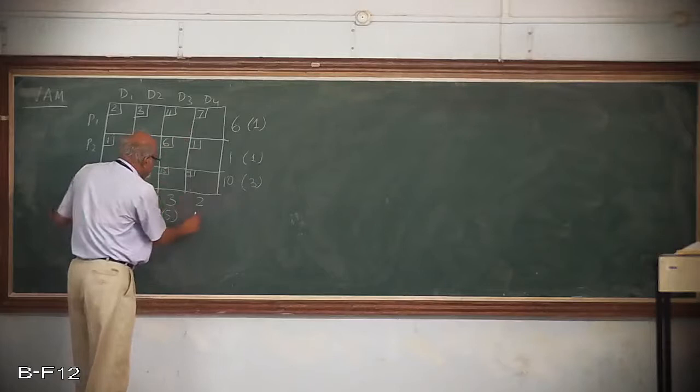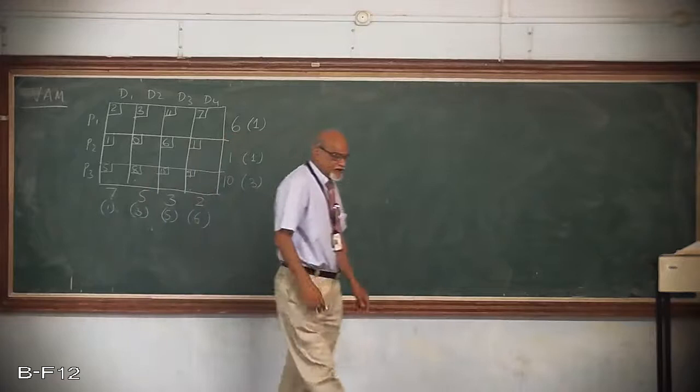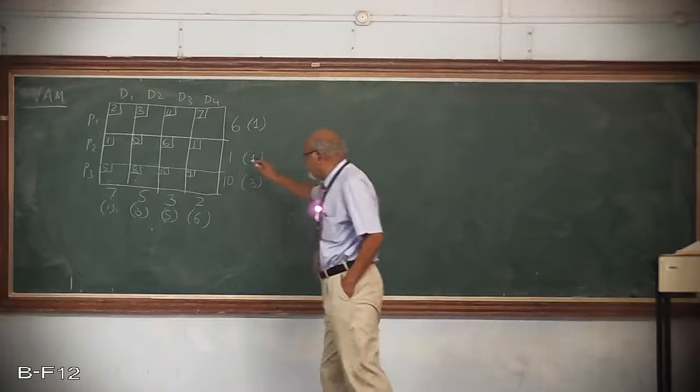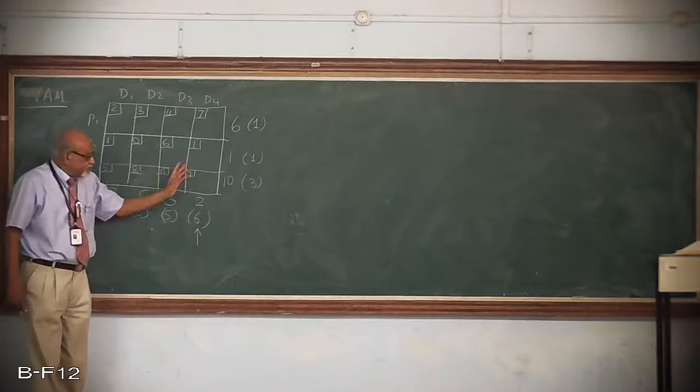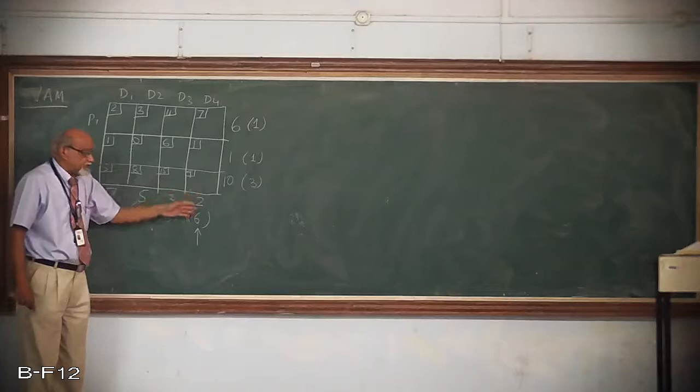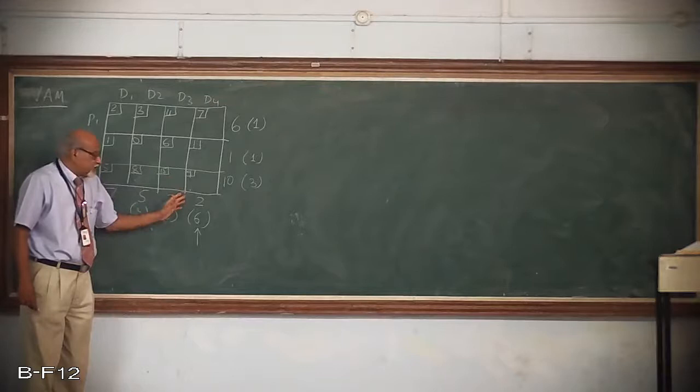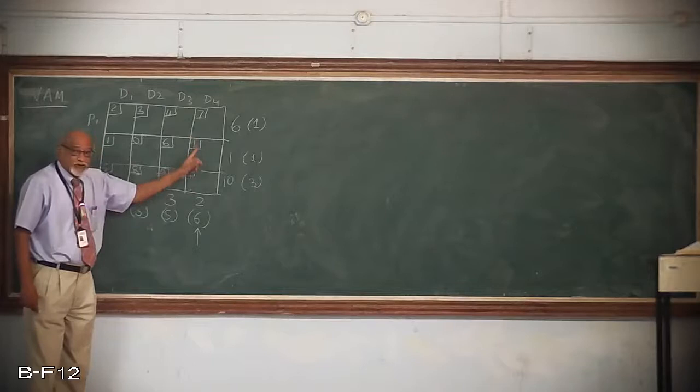Out of these, whichever has got the maximum penalty, that we are going to consider. The maximum penalty over here happens for this particular column. That means I am going to select this D4 column. Why? If I miss this column, the penalty I have to pay is more. That is what I have found out. Because if I miss this column, you have to pay maximum penalty. That means we should allocate to that particular column first.